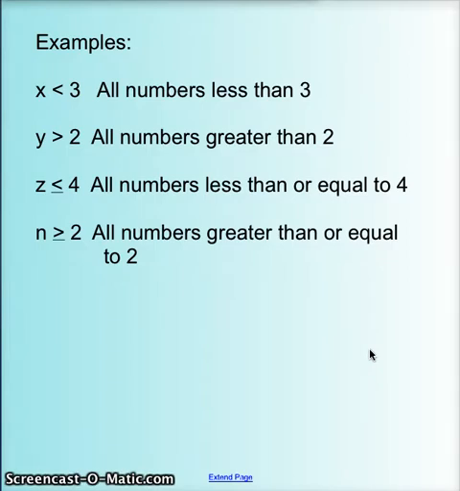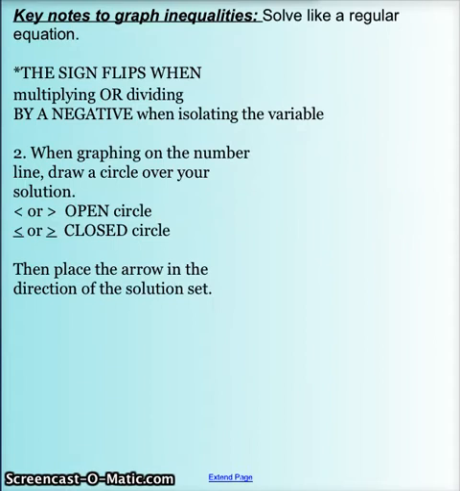Z is less than or equal to 4. All numbers less than or equal to 4, including 4. So 4 works, and so does 3 and 2, and so on. And n is greater than or equal to 2 means all numbers that are greater than or equal to 2 will also work for n. Okay. Fill in your blanks.